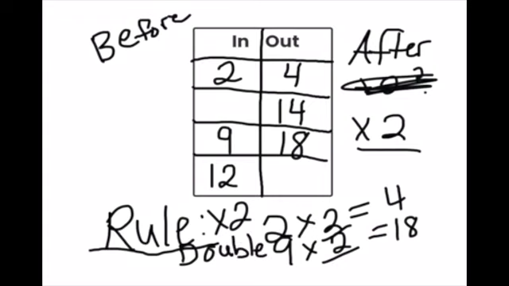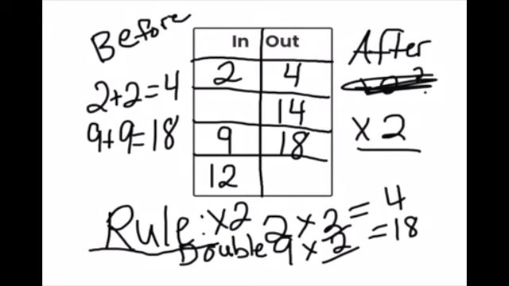So doubling 2, right? 2 + 2 is 4. That's if I doubled it. And 9 + 9 is doubling to 18. So you could say this is a doubling rule, or it's just a ×2 rule. They're the same thing. ×2 is just like doubling because you're adding that same exact number twice. So that's our rule. Oh, awesome.